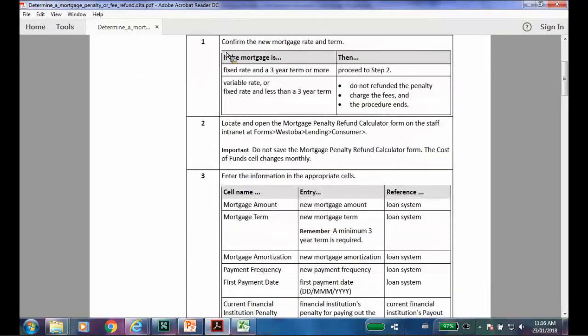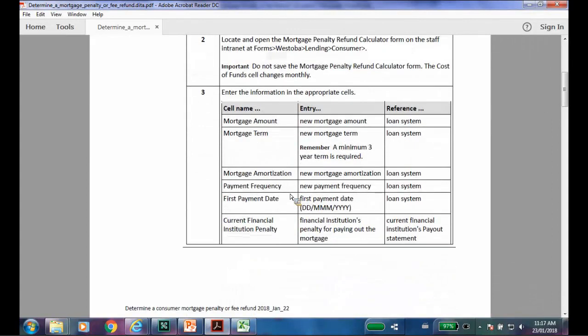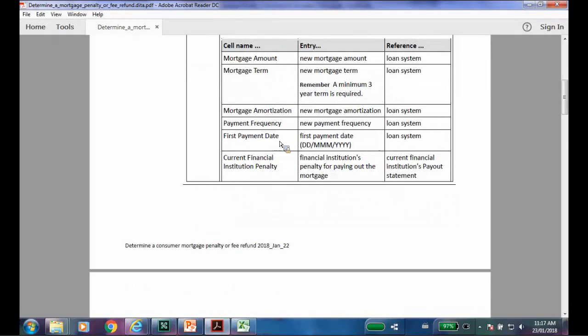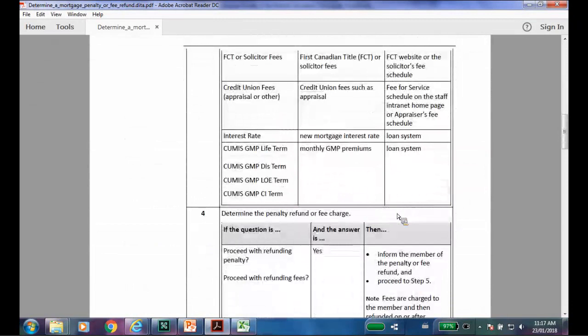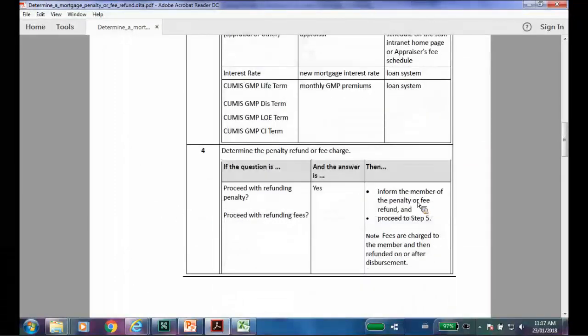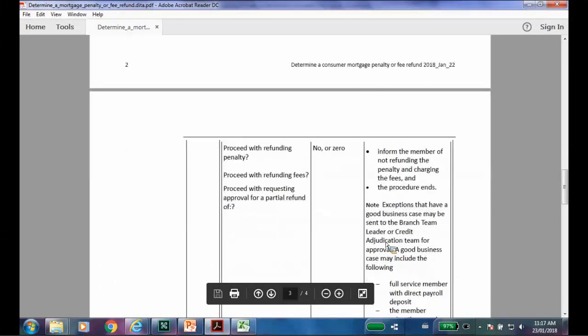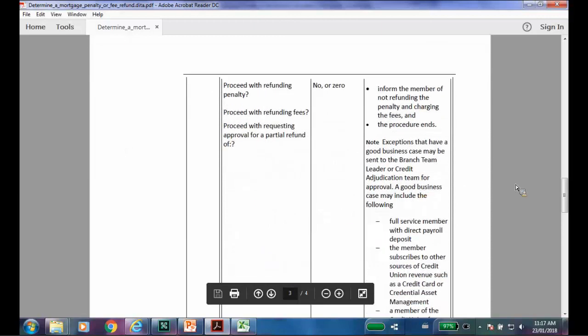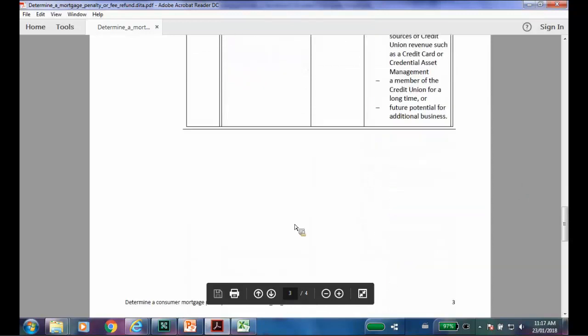So it goes over confirming the new mortgage and terms, so what you need to do, locating the actual calculator, entering the information in the appropriate cell, so it identifies which cells you need to enter that into the calculator, and then determining the penalty, refund, or fee charge. So it goes over, if you get a yes, this is what you do, and then no or zero, along with the exception. So if you were wanting to request an exception, note that you need to make a good business case if you are requesting an exception.